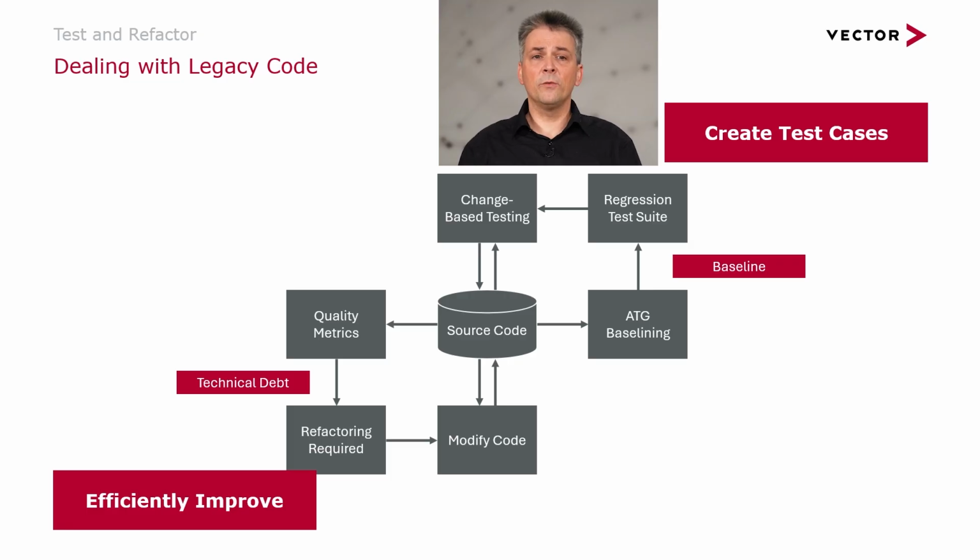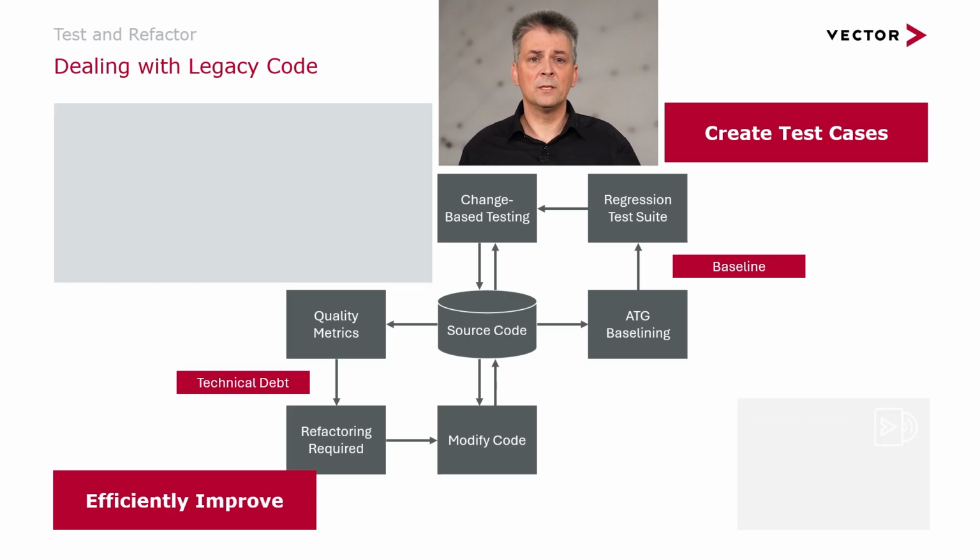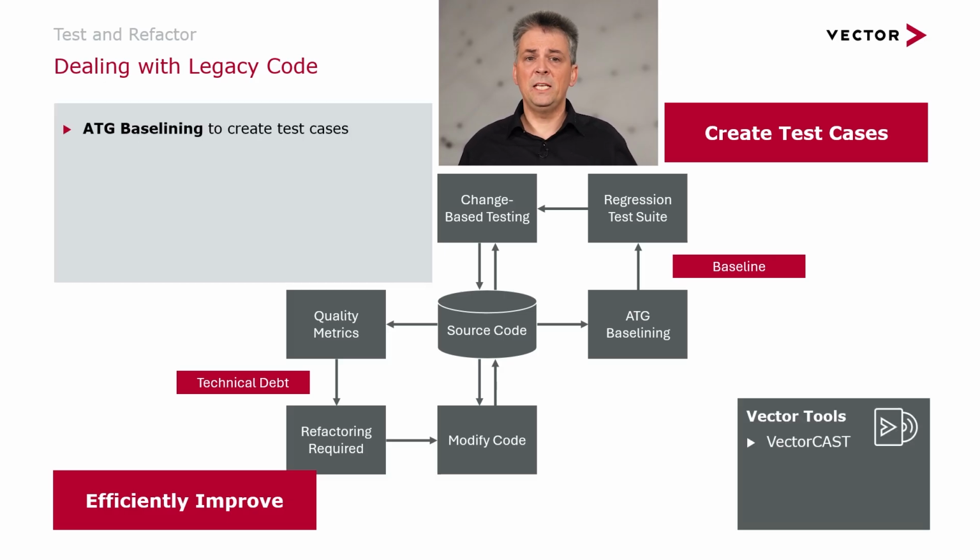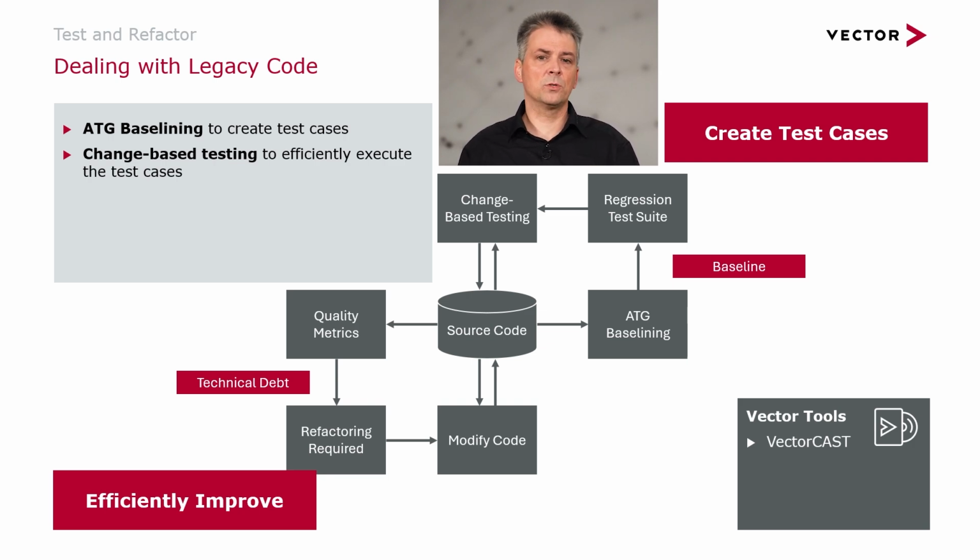So bringing all of this together, how to deal with the legacy code when we have the source code that we want to modify. Now we know how we could do that. On the one side, we can create the test cases using the ATG baselining. And then we know that when we execute the test cases and we have done modifications to the code, we know exactly the effect that it had on the source code. So change-based testing to efficiently execute the test cases.